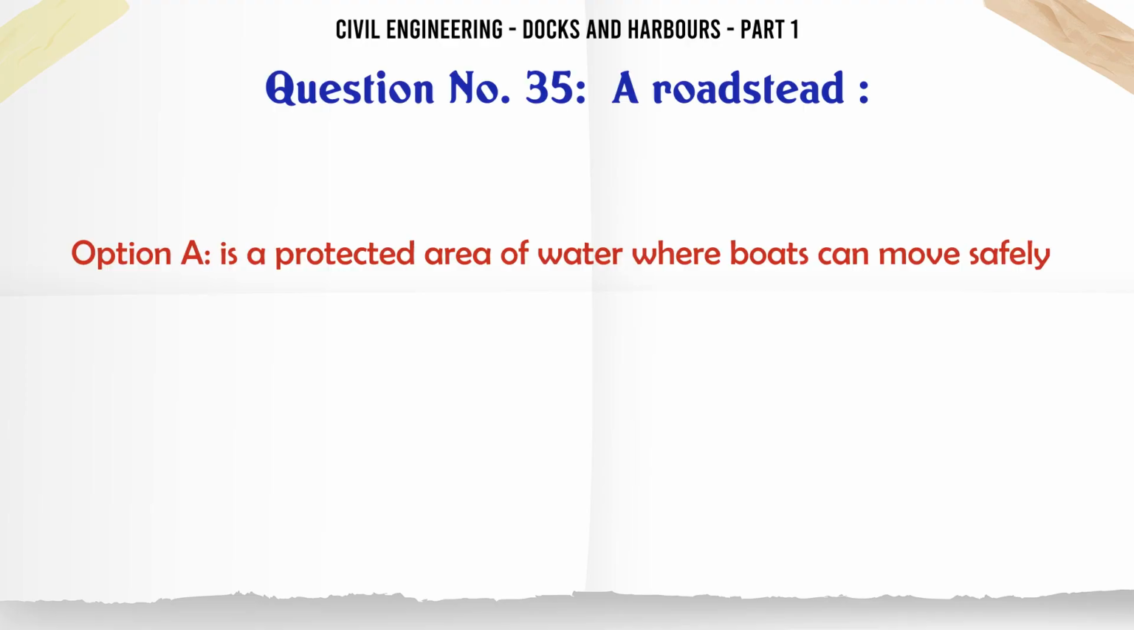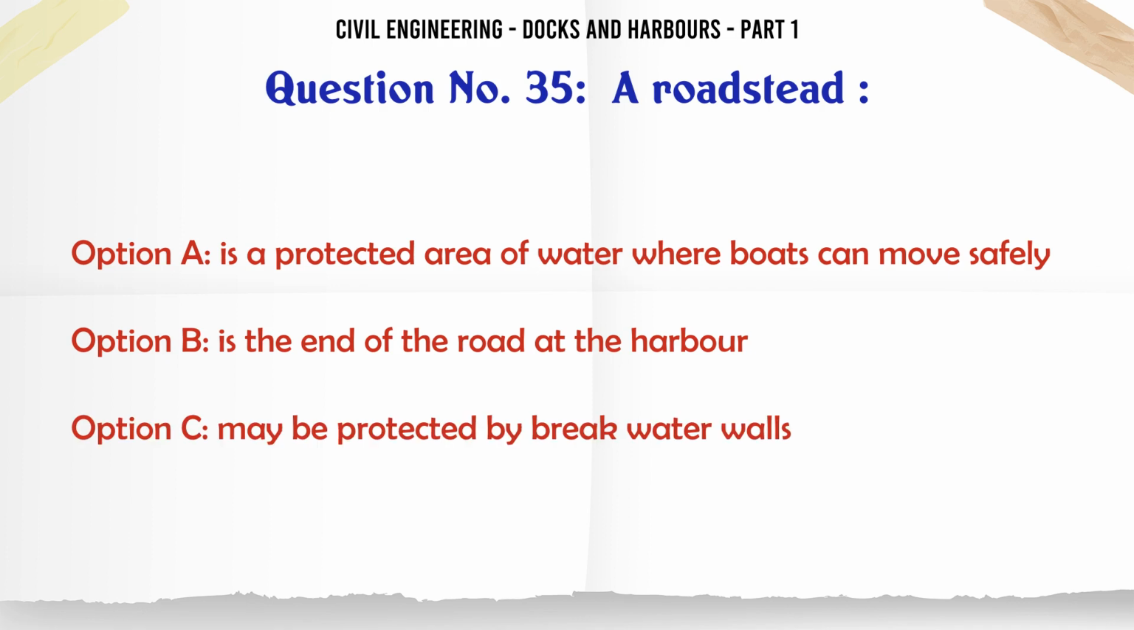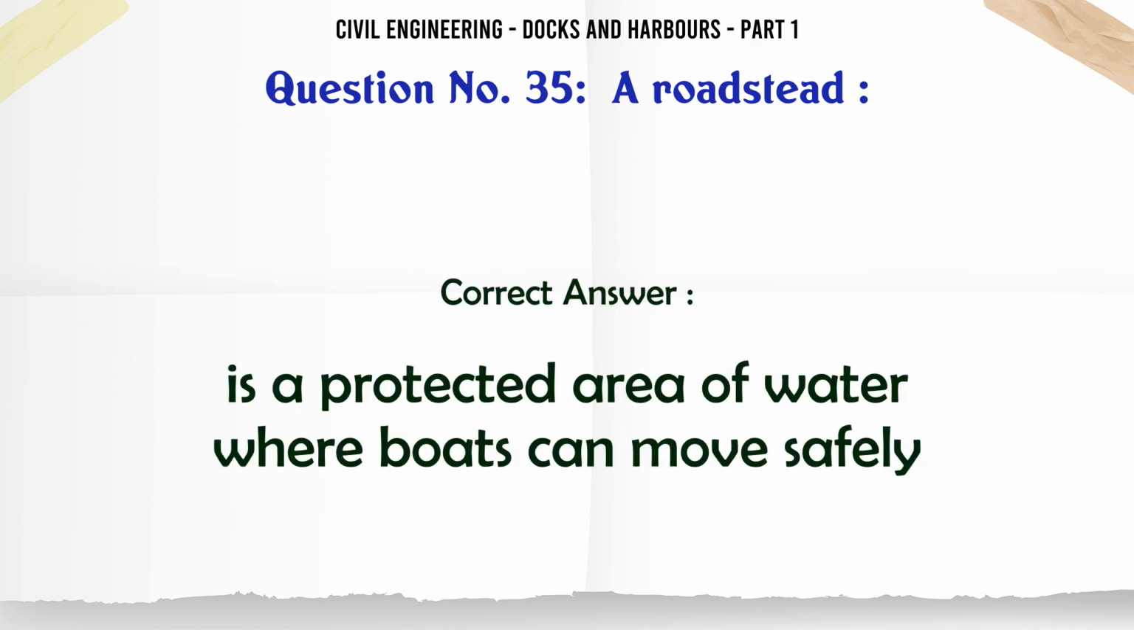A roadstead: A. is a protected area of water where boats can move safely, B. is the end of the road at the harbor, C. may be protected by breakwater walls, D. none of these. The correct answer is a protected area of water where boats can move safely.